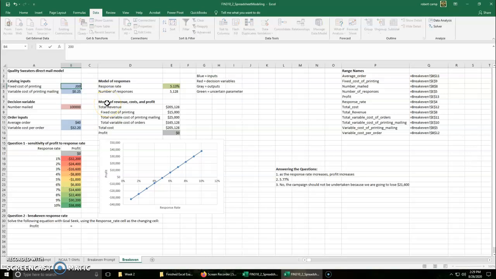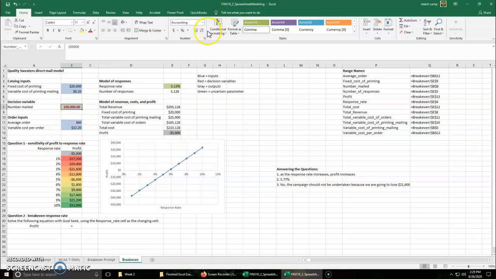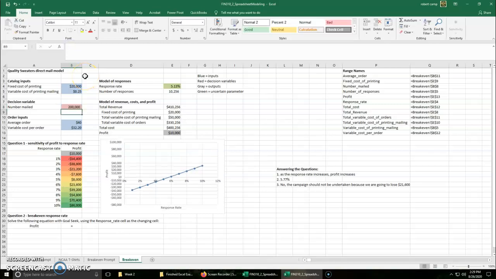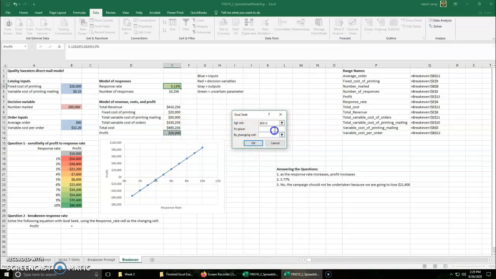But aside from that, everything else changes. So if I take it to 200,000, let's say I mail to, and here's why I like having the commas in there, because, okay, that was 100,000. Let's make that 200,000. Let's double the number of them, and I can see what's going on. And I can see that if I'm sending out 200,000, my break-even point, let's see, does it change? So we can go back to data, what if analysis, goal seek, and I want to make it 0 by changing this cell, and we rerun it again.